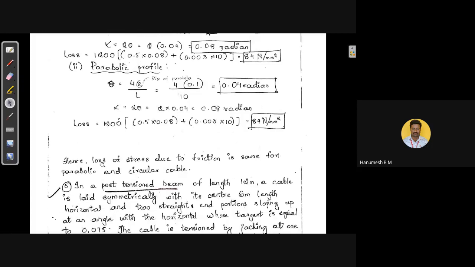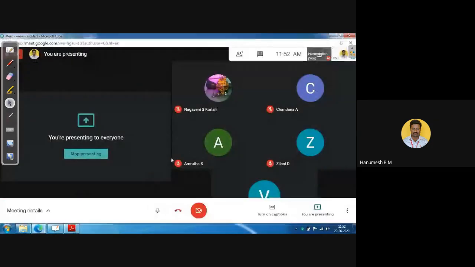Is there any doubt in this problem? Any doubt in this problem?